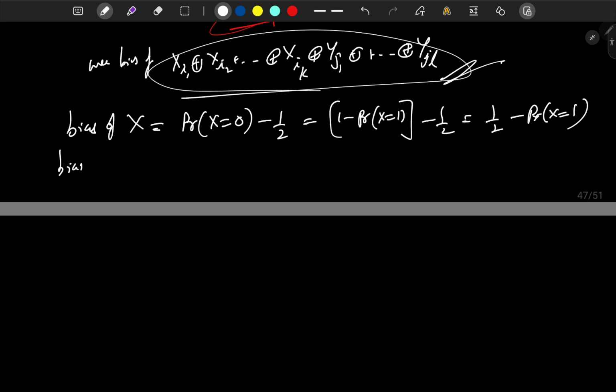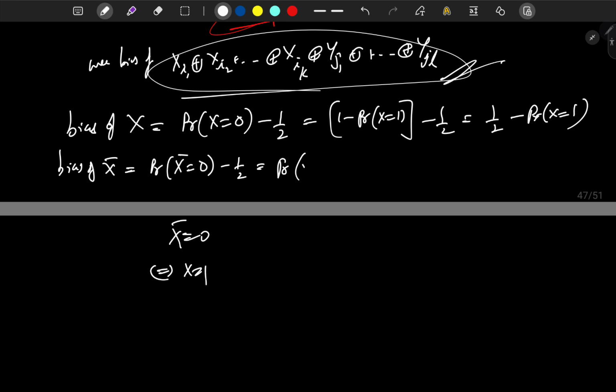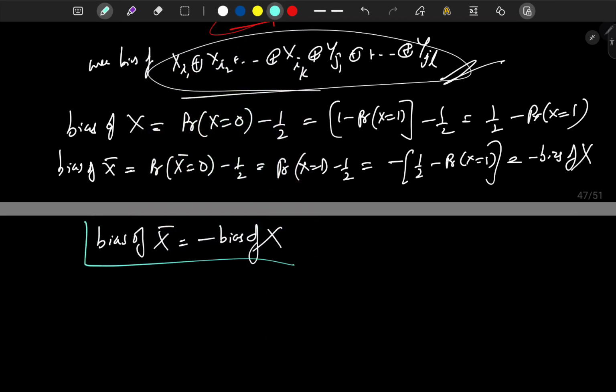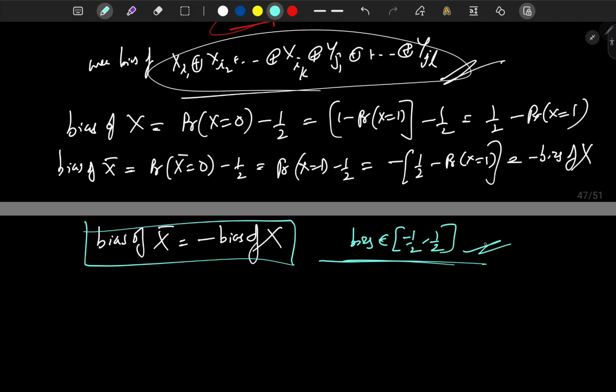Now let's calculate the bias of X bar. The probability that X bar equals 0, minus 1 by 2. X bar equals 0 is equivalent to X equals 1. So that is the probability that X equals 1 minus 1 by 2, which equals minus of 1 by 2 minus the probability that X equals 1, that is minus the bias of X. So you have to remember that the bias of X bar is equal to minus the bias of X, where X is a random variable. This is the property, and bias values always belong to the range minus half to half. This you have to remember.